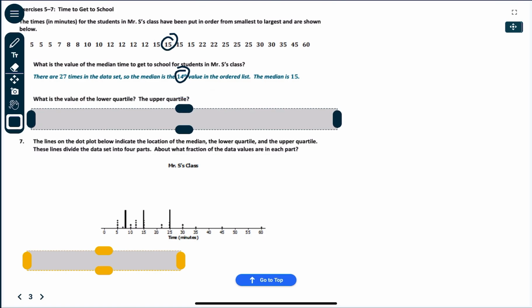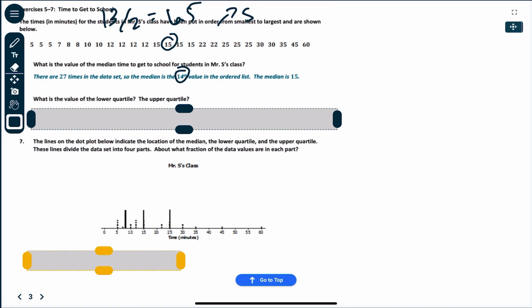So what is the value of the lower quartile? So now we've got to find the lower quartile. Well, if that's the 14th value here, then that means there are 13 values in the lower half and 13 in the upper. Okay? So if there are 13 in the lower and the upper, 13 divided by 2 is 6.5.